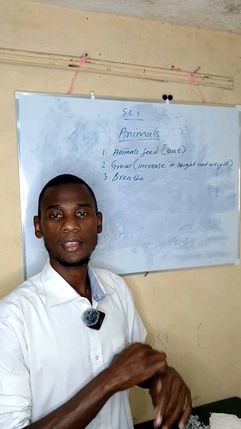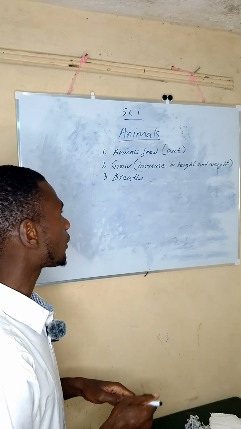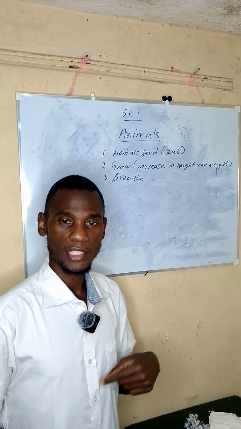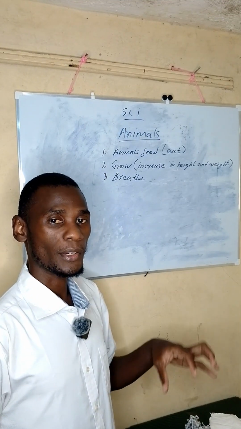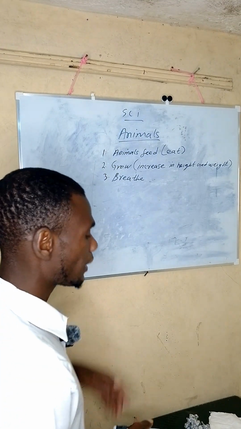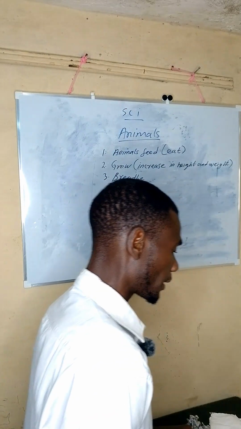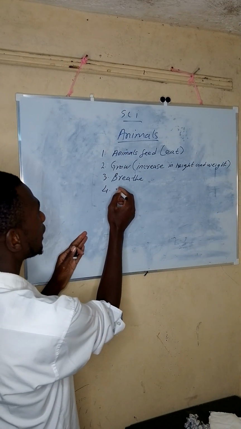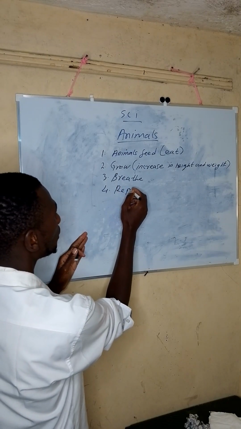That is also done by all animals. And we are using oxygen. So we breathe in oxygen and we breathe out carbon dioxide. So that is the third characteristics of animals. The fourth one is that all animals reproduce.